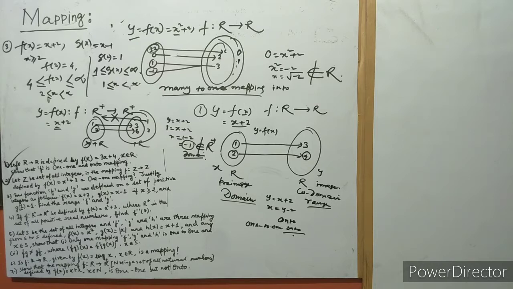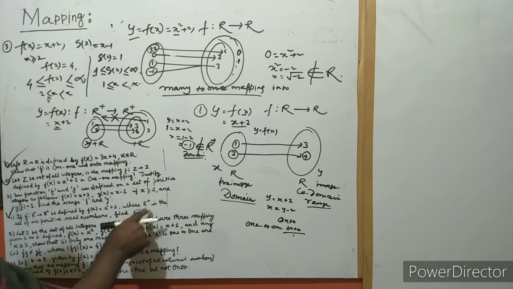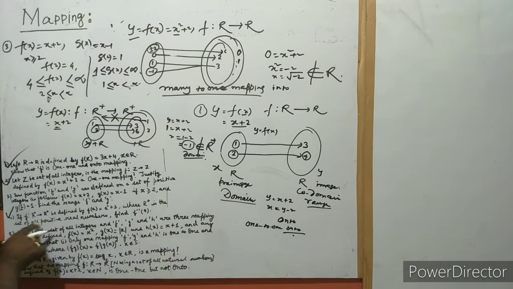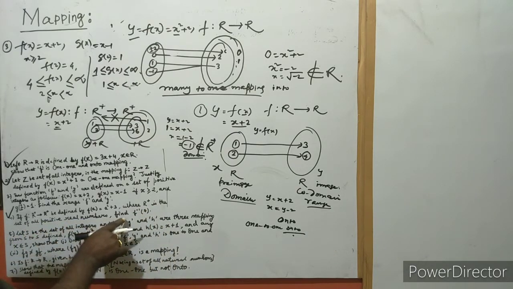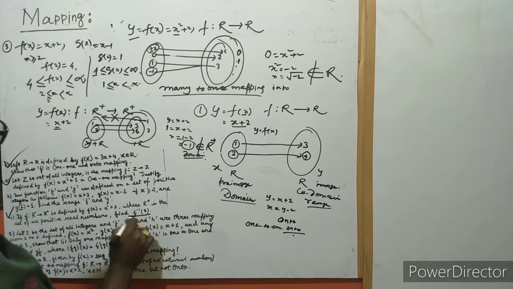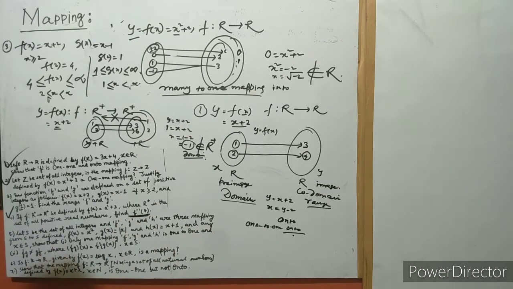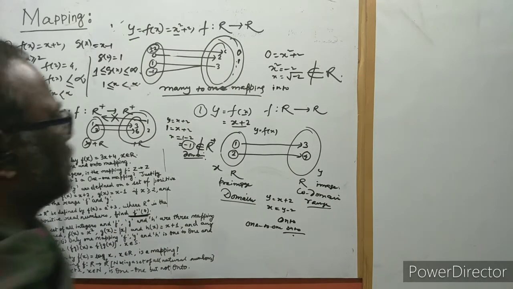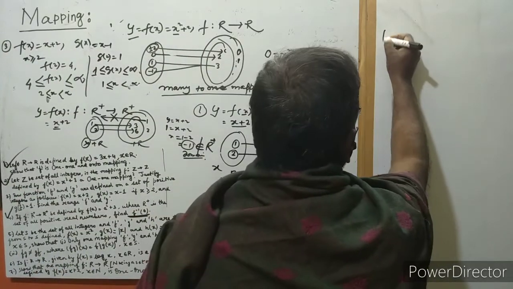Now question number 4. If f maps real numbers to real numbers, defined by f of a equal to a square plus 3, where R is the set of all positive real numbers, find f inverse 7. This is your question, a very important question. Find f inverse 7. So see here the calculation.